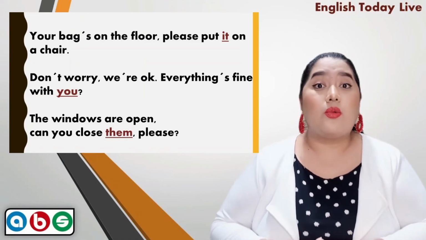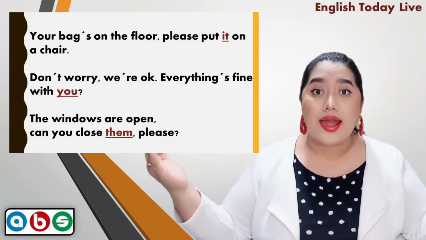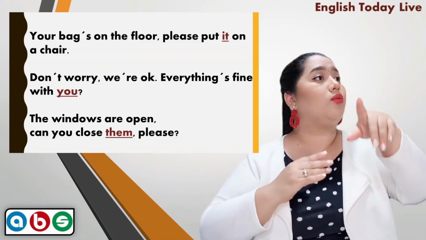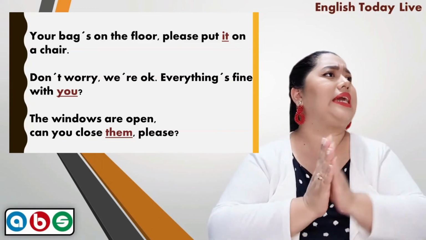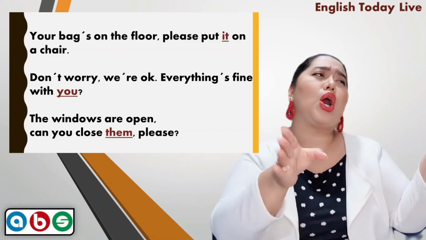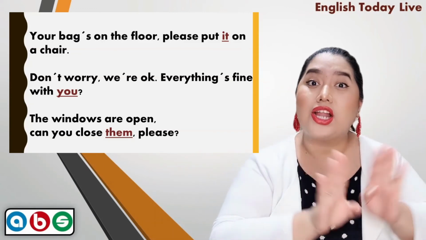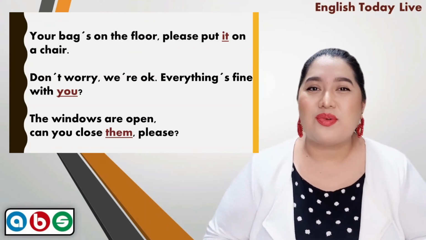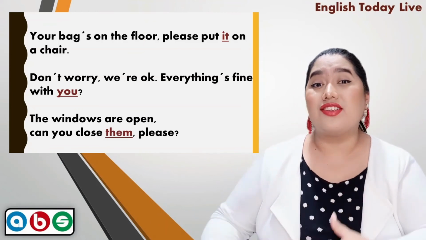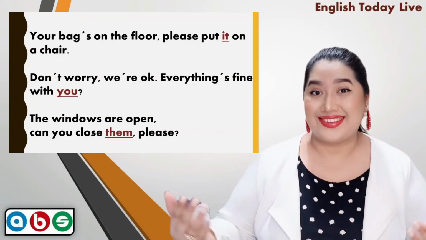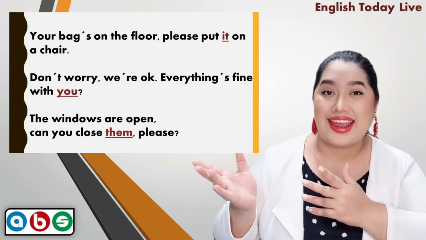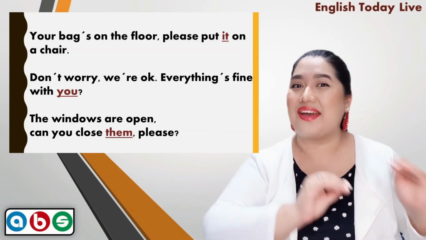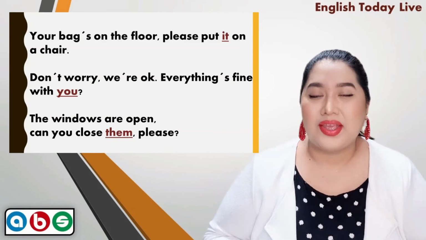And finally, the windows are open. Oh my God, the windows are open. Please close them. Yes, I use the object pronoun them because I was talking about the windows. About they, I mean them. So I use them as the object pronoun.